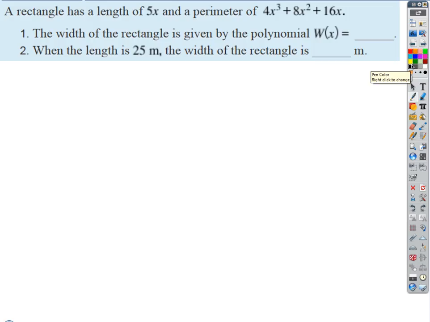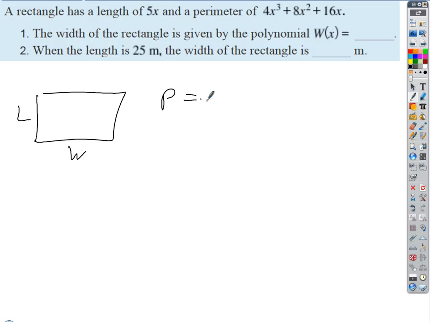If I know that I have a rectangle that's got a length, let's call this the length and that the width. What's the perimeter of a rectangle in terms of the length and the width? And don't say length times width, because that's area, right? Okay, good. So we could say that the perimeter then is going to equal 2W plus 2L, right?